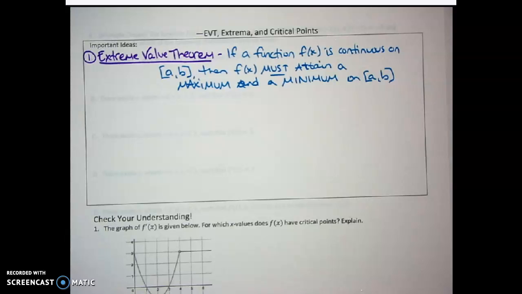Well, we've got 3 main ideas. The EVT, the extreme value theorem, is an existence theorem. It doesn't tell what a value is, it just simply says that it does exist. So if a function is continuous on a closed interval a to b, then the function must attain a maximum and a minimum. In other words, if you have a closed interval and a continuous function, then there has to be a highest and a lowest value. This kind of makes some intuitive sense, right?